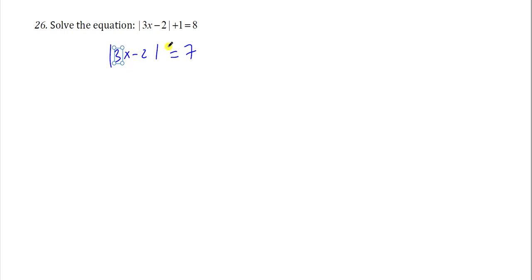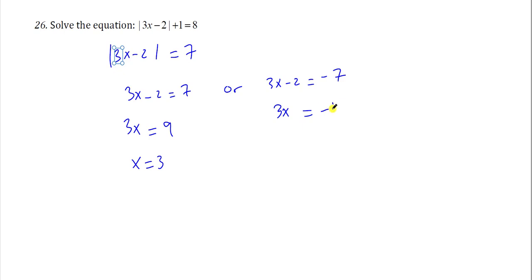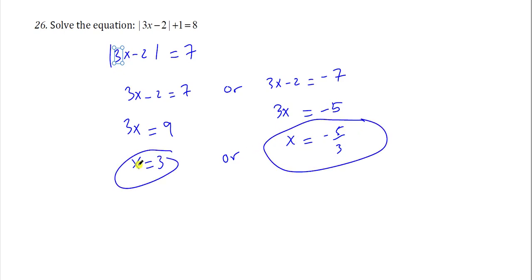Now for the absolute value, there are two cases. One is the positive, the other one is the negative case. And then we solve for them separately. So adding 2 on both sides, I get 9, divided by 3, I get 3. Plus 2 on both sides, I got minus 5. Divide by 3, I got minus 5 over 3. So the two answers, this one and this one.